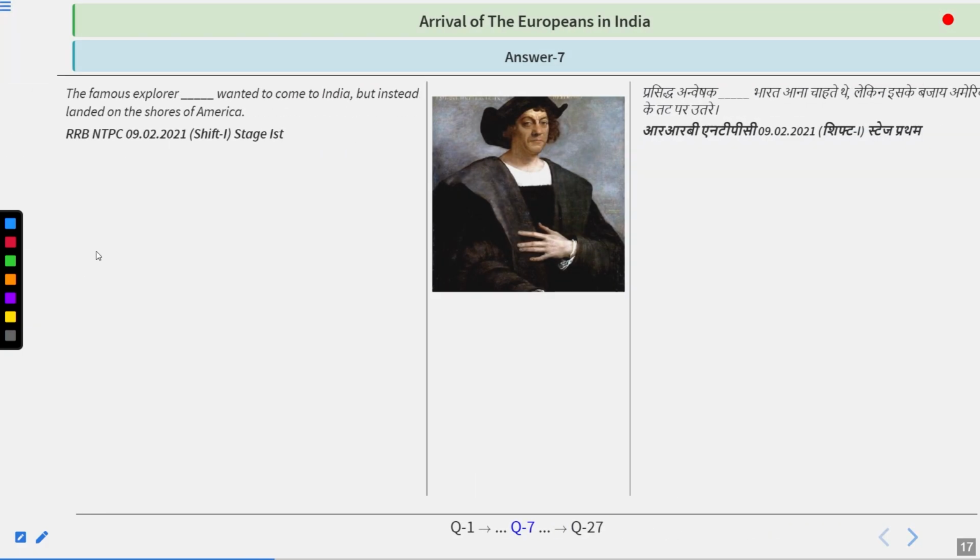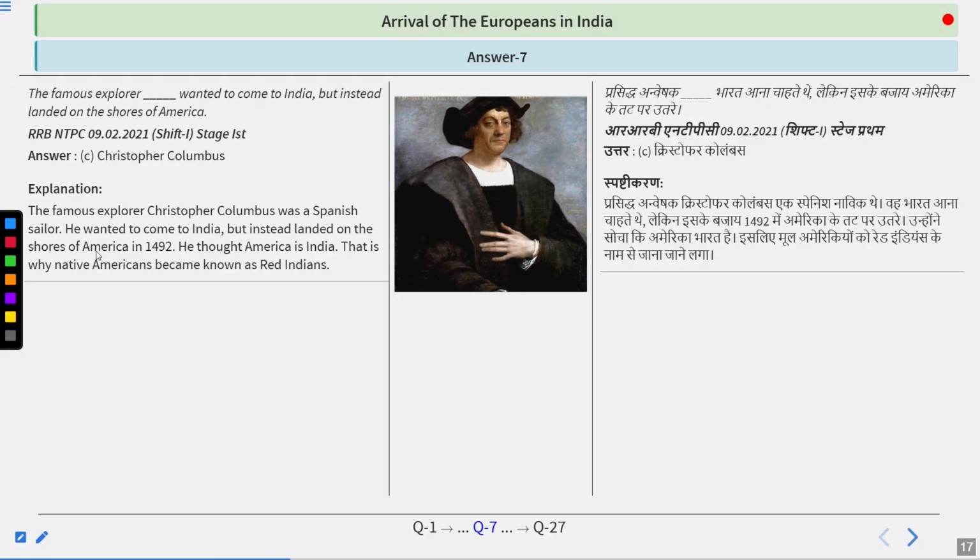And the answer is quite right. So the answer is Christopher Columbus. The famous explorer Christopher Columbus was a Spanish sailor. He wanted to come to India, but instead landed on the shores of America in 1492. He thought America was India. That is why the Native Americans became known as the Red Indians. So the answer is Christopher Columbus.